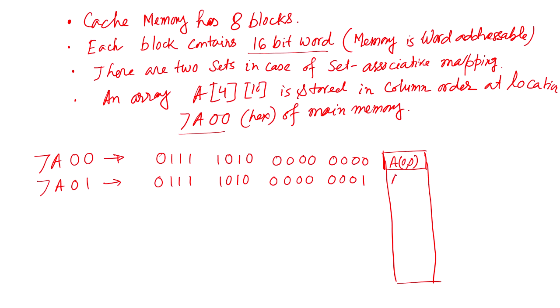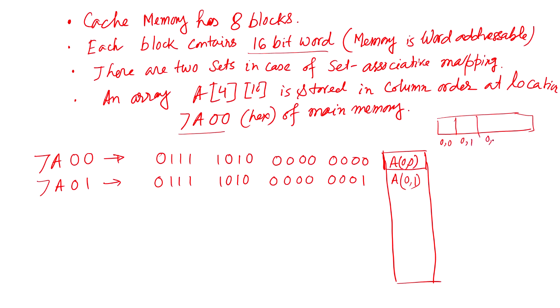So, this will be A. The next location will be, since it is stored in column major, A01. Why? Because the array is something like this: this is 00, this is 01.